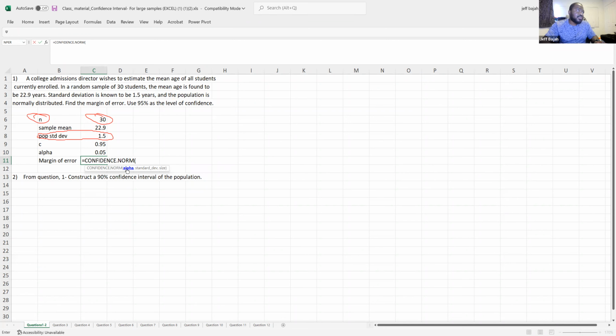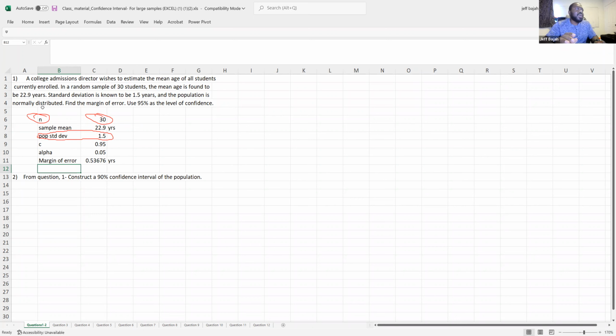And so it tells us what to do. It says we select alpha, which is this. It says we select our standard deviation, which is this. And it says we should select the size, which is 30. And that's all. So based on the question, we now know that the margin of error is 0.5. With this, we can easily find the confidence interval. But this question is not asking us for that. So let's move to the second question.